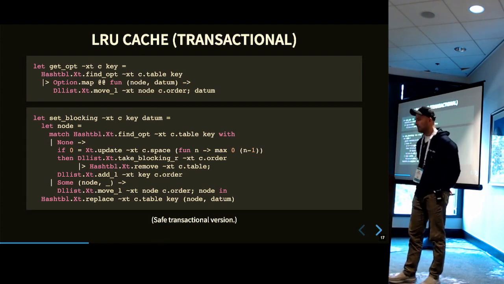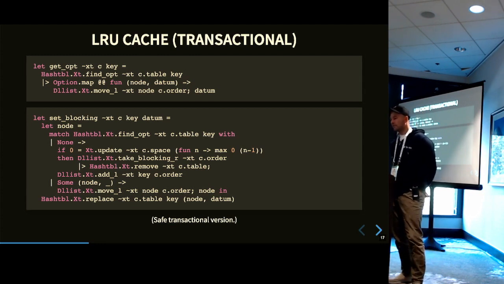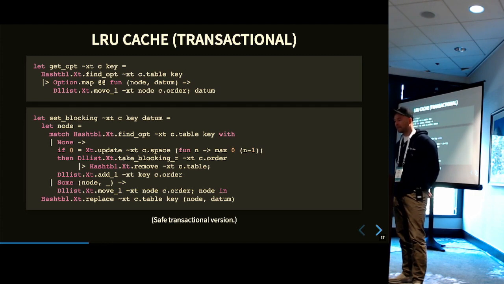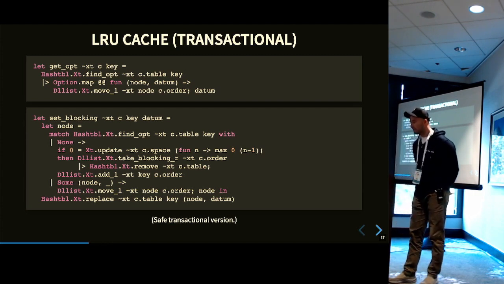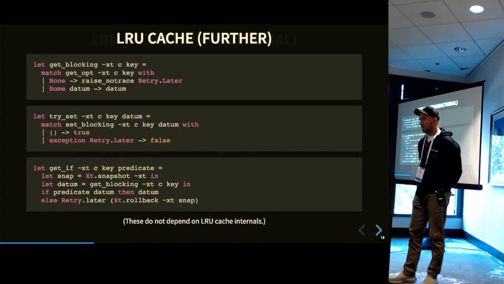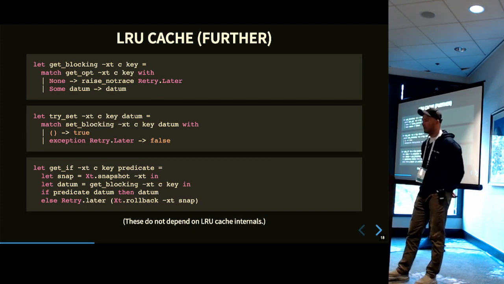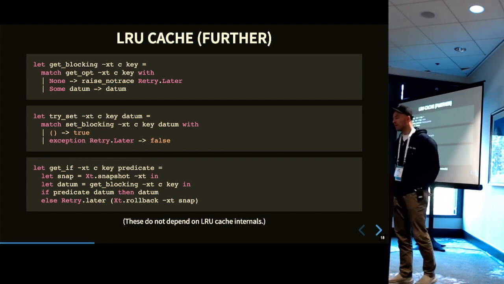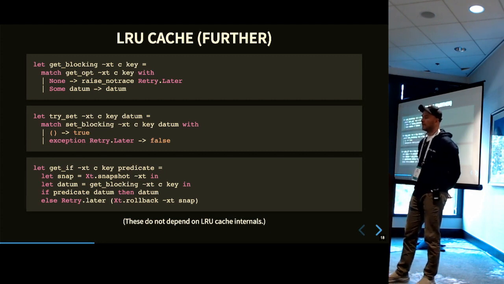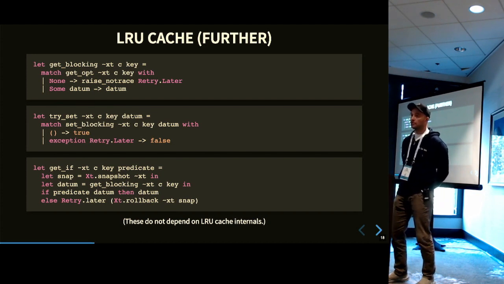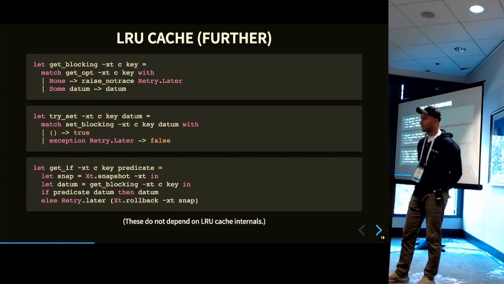Before we move to the next slide, note that the get_opt transaction is non-blocking and returns an option. And the set_blocking transaction is, like the name says, blocking, such that it will not return in case the capacity of the cache is zero. What we see here is that we can convert between blocking and non-blocking transactions. First, we convert the non-blocking get. In case we couldn't return some value, we simply raise the Retry.later exception, which signals to the commit mechanism that the transaction should be retried only after some locations accessed by the transaction have changed. Dually, we convert the blocking set to a non-blocking transaction by handling the Retry.later exception. This, by the way, also shows that you can basically use all ordinary control structures of OCaml, including exceptions.